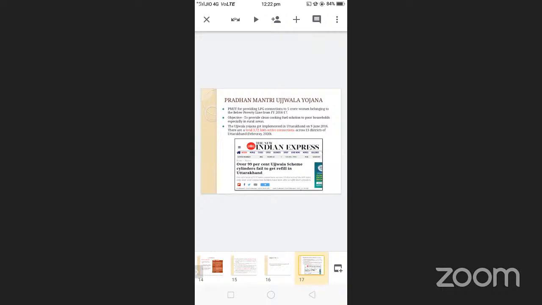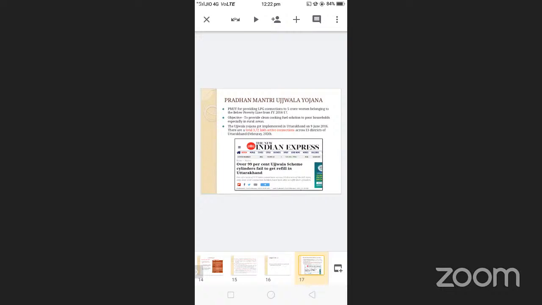Now moving towards the third objective, that is to explore the various schemes and programs. First scheme is Pradhan Mantri Ujjwala Yojana for LPG connection to 5 crore women belonging to below poverty line. The objective is to provide a clean cooking fuel solution to poor households in rural areas. This scheme was implemented on 9 June 2016 in Uttarakhand. There are 3.72 lakh connections across 13 districts of Uttarakhand.